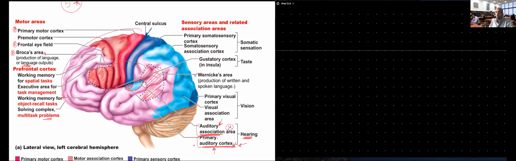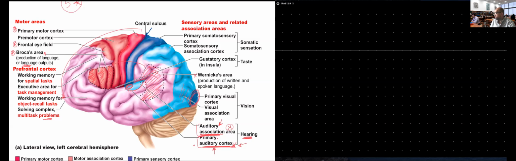Going all the way to the posterior part of the cerebral cortex, this is my occipital lobe. In the occipital lobe, we can see here the primary visual cortex, which is responsible for you to be able to see. So if it got affected by a stroke, I will have blindness. I can't see anything. And a huge association area here around the visual cortex, this is my visual association area, and this is what gives the meaning to everything that I see.